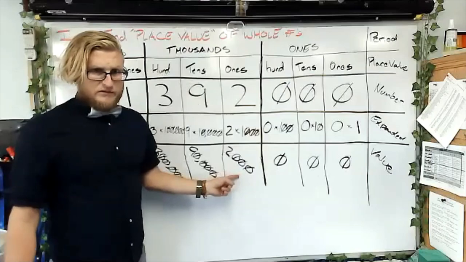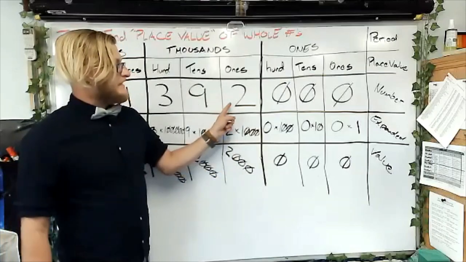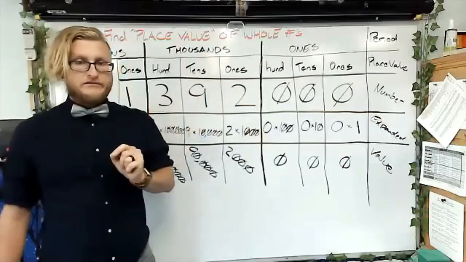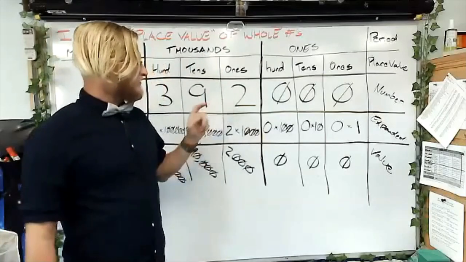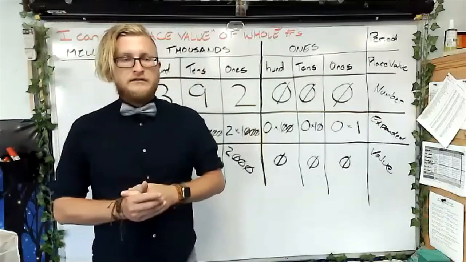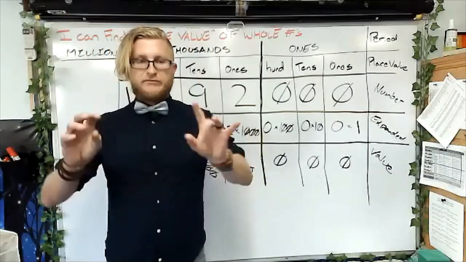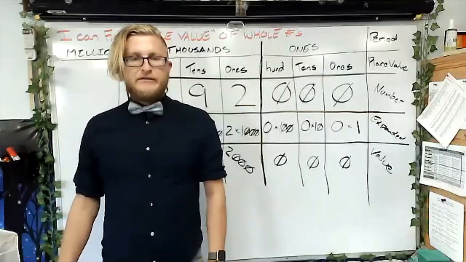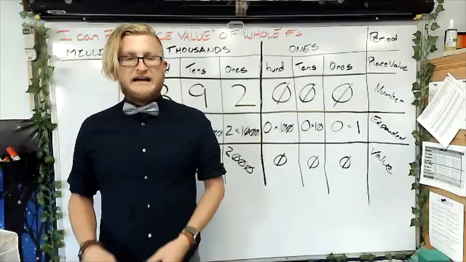Now this is where it gets a little bit different. We now have a number that is not zero in the 1000s place value. So we have a two there. How many thousands does that mean I have? A show of phalanges. Remember, phalanges are fingers. Show of phalanges or put in chat. How many thousands does that mean I have?